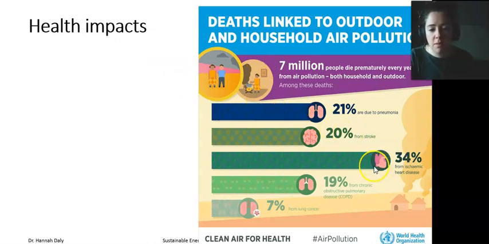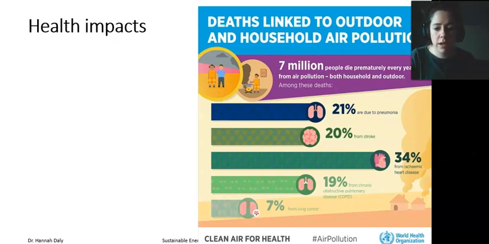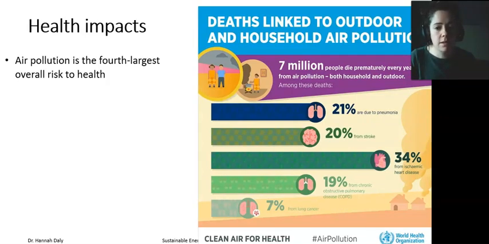And the main consequence: a third of those premature deaths are from heart disease, about a fifth from pneumonia and from strokes, and another fifth from COPD. So again, anything affecting the heart and the lungs. Particulate matter basically negatively affects how the heart and how the lungs work. Reiterating what I said in the last lecture, air pollution is the fourth largest overall risk to health in the world.